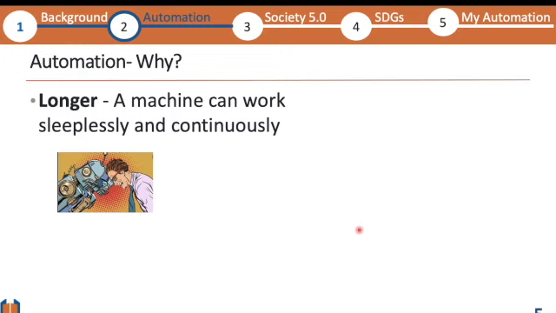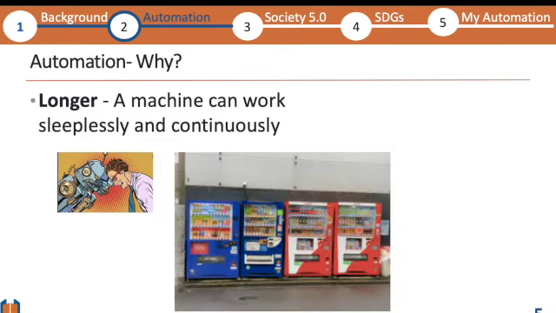Let's move to the second one. This is also important: the machine can work sleeplessly and continuously, but a human can't. Humans need sleep, need to eat, and need some natural breaks, but the machine doesn't. Some machines are developed to work for a lifetime. When one starts, it keeps executing forever. Here is an example of a vending machine that serves you all 24 hours, 7 days.